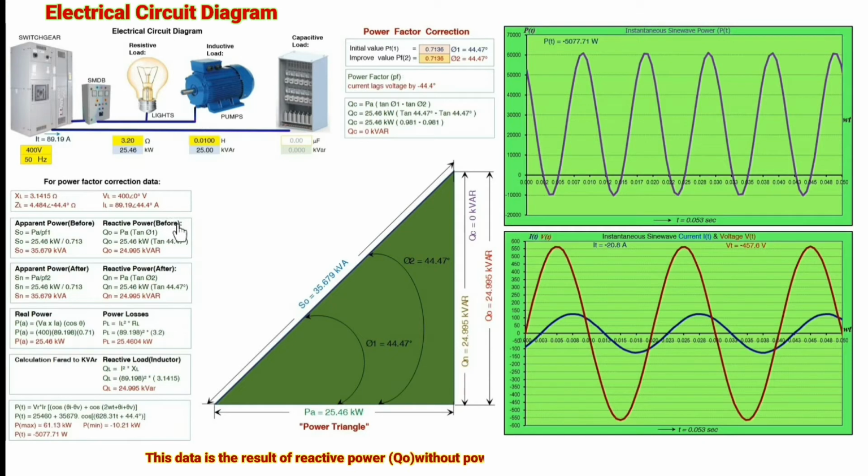The reactive power without power factor correction is 24.99 kVAR. The real power is 25.46 kilowatts. The initial power factor is 0.71 lagging. This value is the improved power factor in the circuit. This is the equation for the amount of reactive compensation in the circuit.